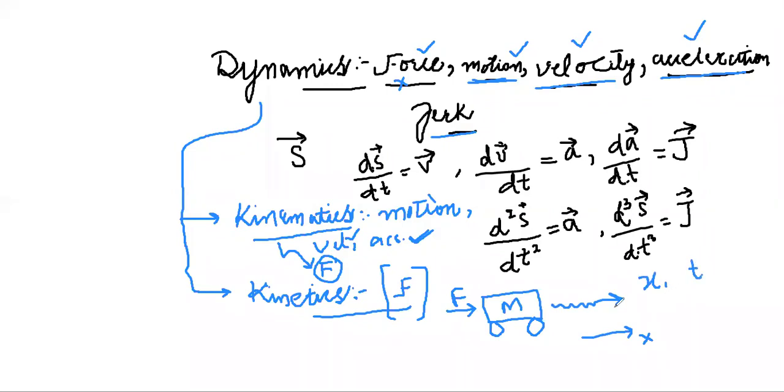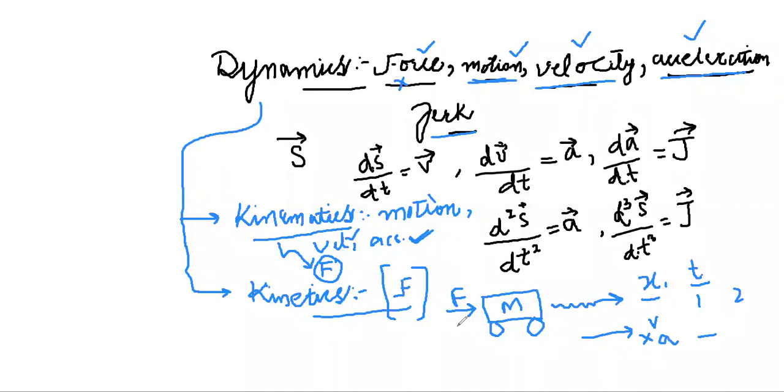That is, we are questioned about the position of this cart at different intervals of time. For example, at t equal to 1 second, what is the position of the cart from the origin? At t equal to 2 seconds, what is the position of the cart? Or we may be asked, what is the velocity of the cart at different instants of time? What is the acceleration of the cart?